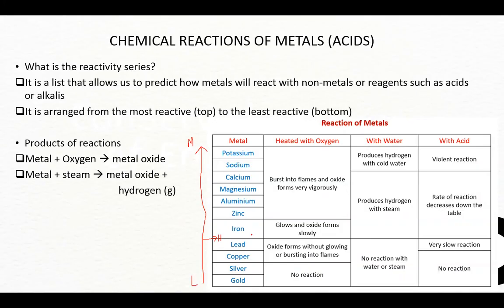Iron is less reactive, but it still reacts and it glows, and the oxide forms very slowly. And for lead and copper, the oxide forms without glowing or bursting into flames. So the oxide will form, but in a very mild way. And silver and gold do not react when heated with oxygen.